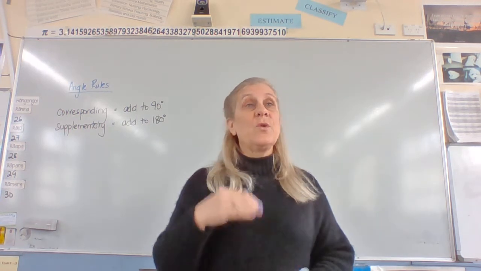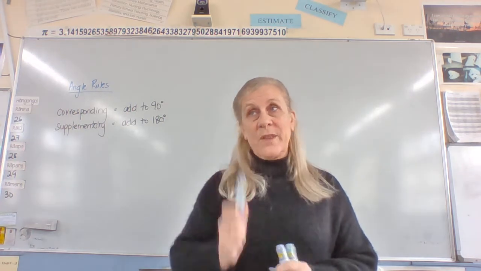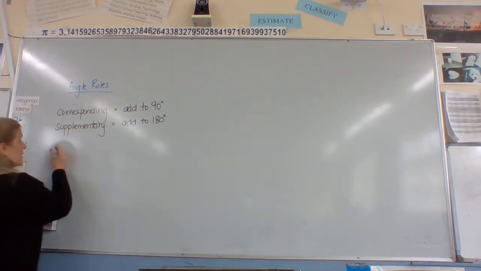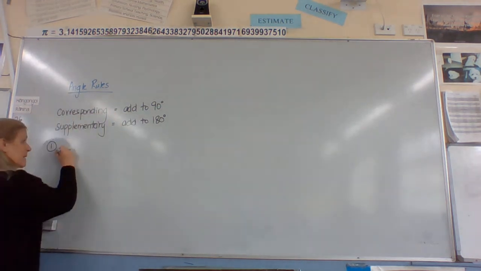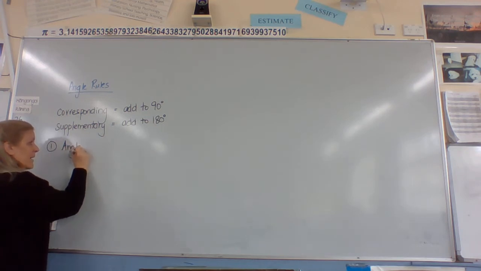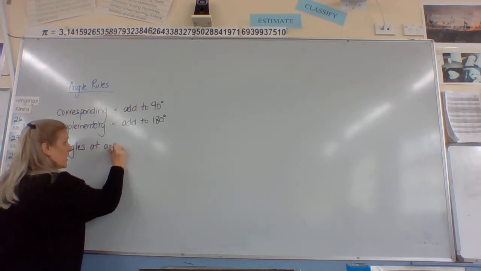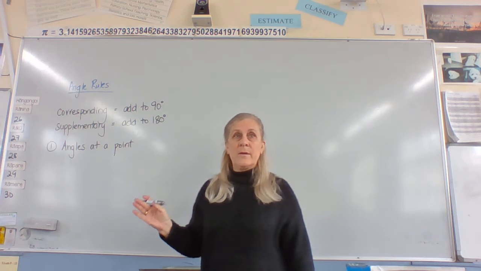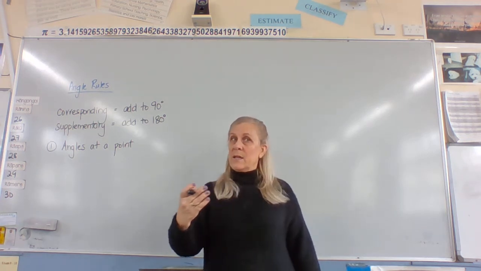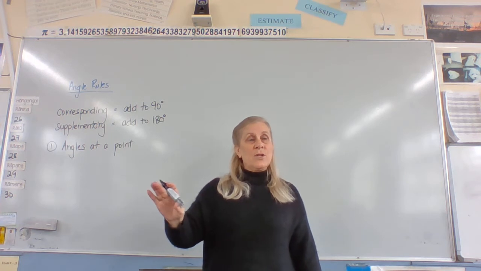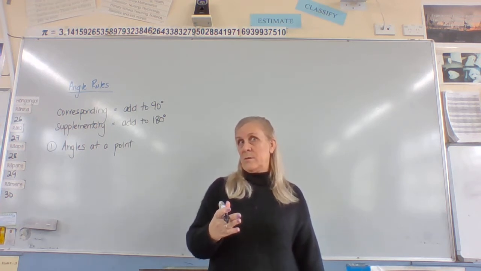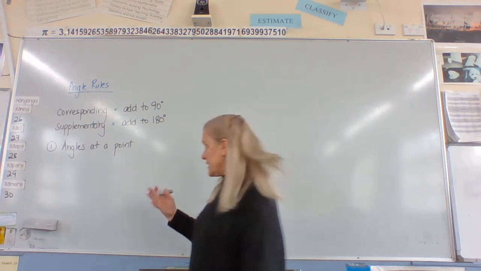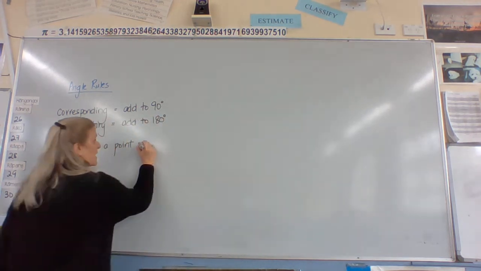We're now moving on to the rules that we definitely were introduced to, whether you were there or not's another thing, of course. We're going to have about 8 rules, so I'm going to number them. The first one is angles at a point. Who can finish it off for me? Angles at a point add to how much? Angles that go around a point add up to 360, right? It's a circle. Angles at a point add to 360.